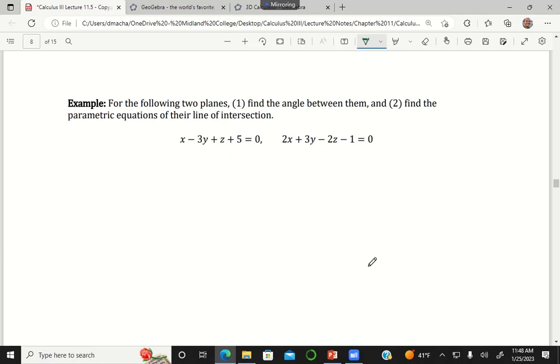Here's an example. For these two planes, I have two different equations in general form that give me two different planes. We're first going to find the angle between them, and then we're going to find the parametric equations for their line of intersection.